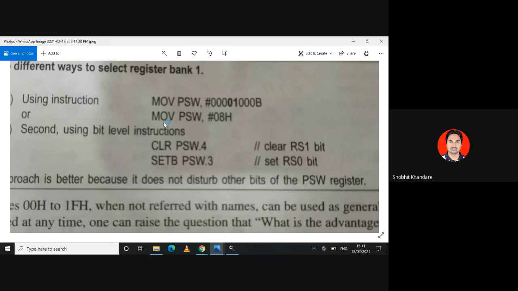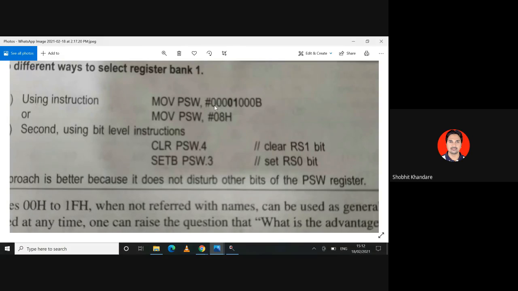MOV PSW, #08H. Now that B was for binary, this H is for hexa. How did hexa come? The lower nibble is 0001. Tell me the hexadecimal number for 0001. 8? Yes, it is 8. So can you see here 8 is here, and the upper nibble was 0000.